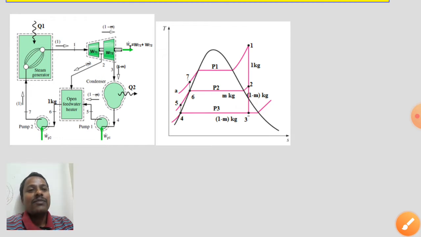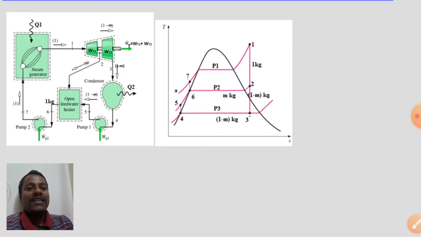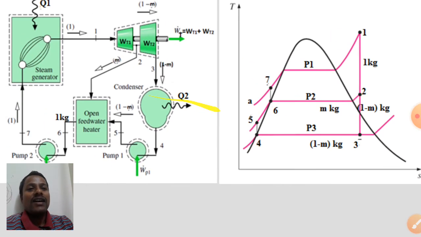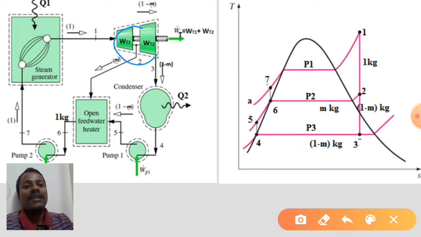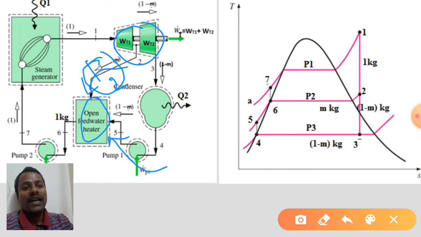So 1 minus m kg enters the open feed water heater, wherein m kg had come from the bleeding of steam from the steam turbine here at pressure P2. The pressure is P2 here. The same pressure P2 exists in the open feed water heater, and pump 1 is working against this P2.